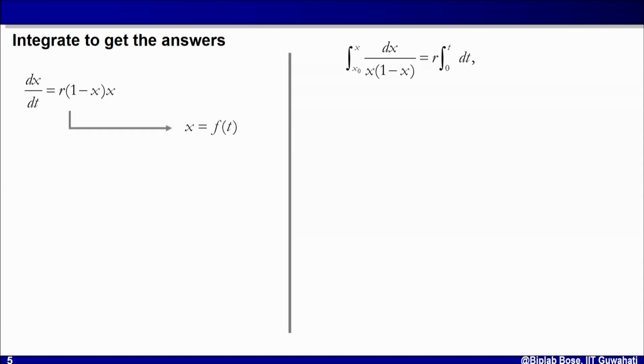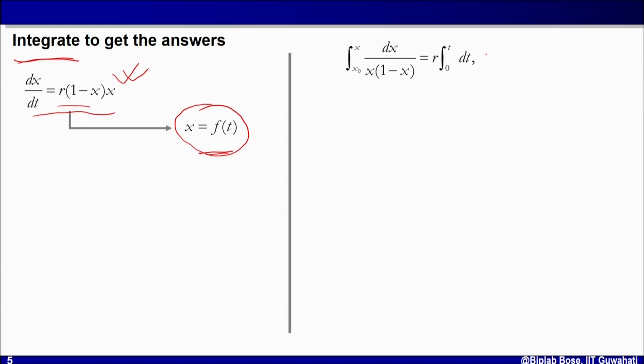To answer this question, we have to get the original function of x with respect to time. And how do we get that? We have an ODE to start with. And remember, an ODE is nothing but the derivative of a function. So from this derivative, we have to get the original function. And to do that, we will do integration, as you have done in your calculus class.